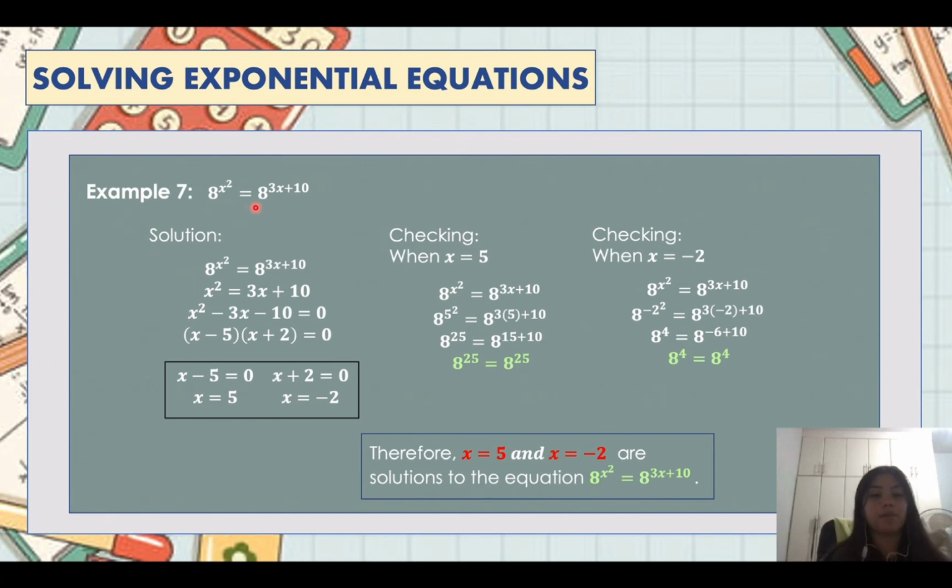8 raised to the power of x squared equals 8 raised to the power of 3x plus 10. Now, since they have the same base, we then directly bring down its exponents. So x squared equals 3x plus 10. We then transpose 3x plus 10 to the left side, so it becomes negative 3x minus 10. So the term will become x squared minus 3x minus 10 equals 0.